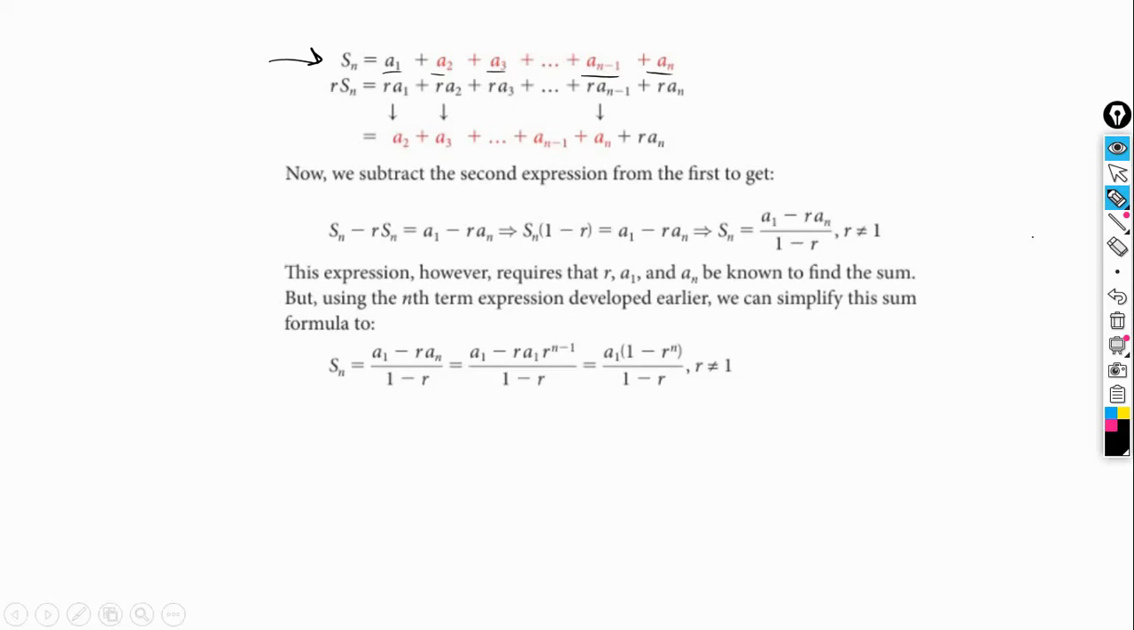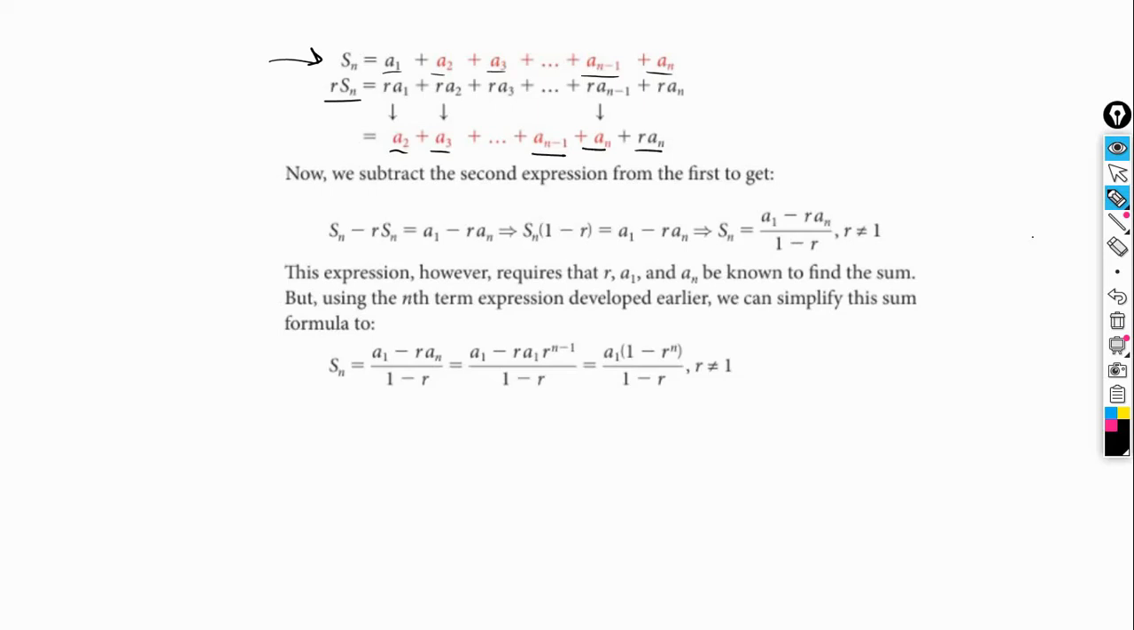Now if we grab the common ratio and multiply it by the first series, we're going to get r times a1 plus r times a2 plus r times a3 and so forth. But notice that r times a1 is simply the second term. R times a2 is the third term, and so forth. So we're going to get this, right? We're going to get the term before the last one, the last term, and one extra term.